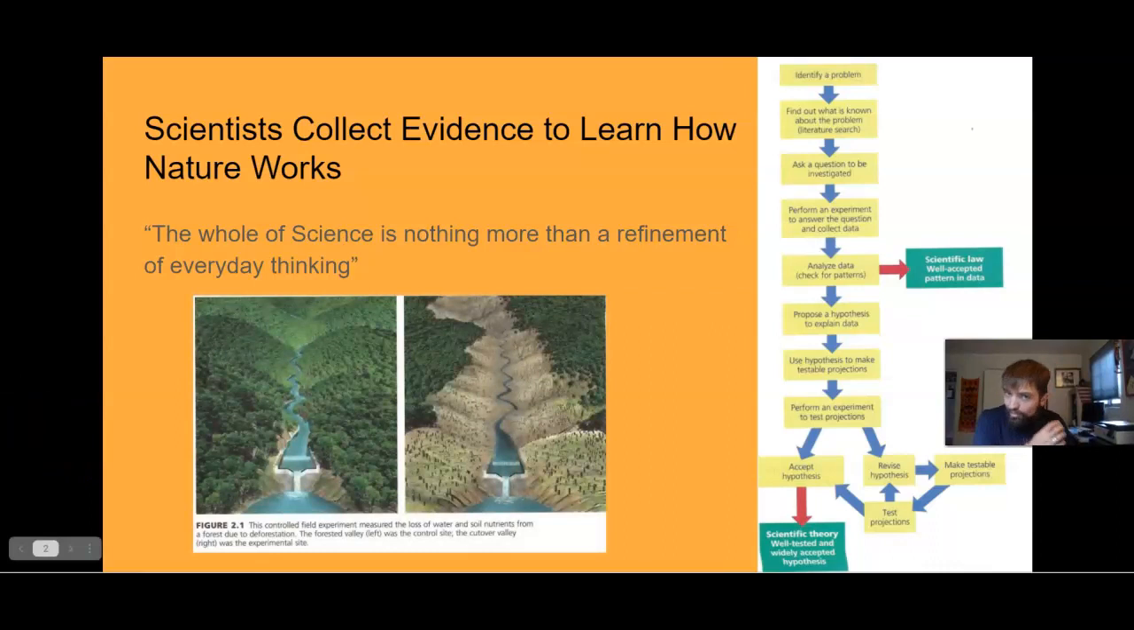So again, here's the example of the case study. And they were measuring the loss of water and soil nutrients. So they were comparing a site that was totally deforested and a site that was natural. So that would be the control.